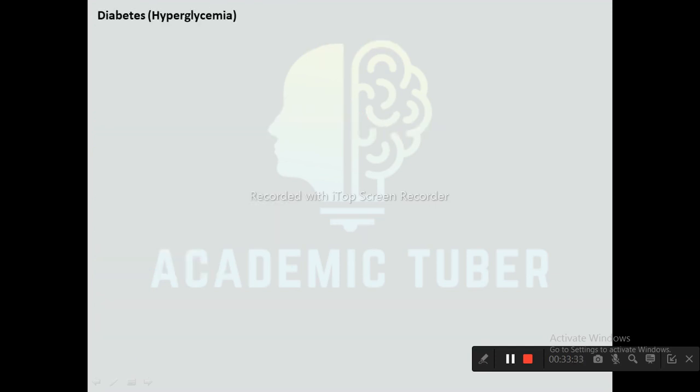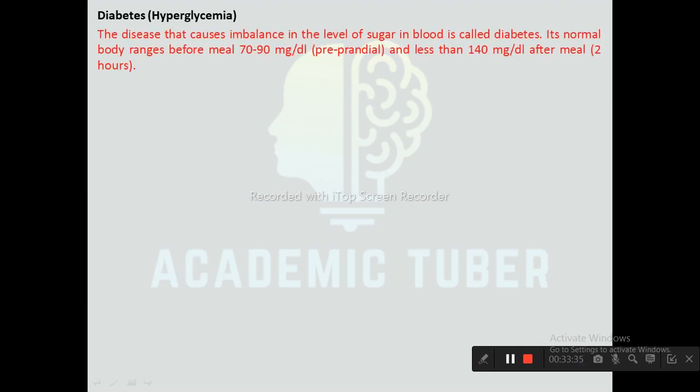Diabetes, which is also known as hyperglycemia. The disease that causes imbalance in the level of sugar in the body is called diabetes. Its normal body range before meal is 70 to 90 mg/dl (milligram per deciliter), pre-prandial, and less than 140 mg/dl (milligram per deciliter) after meal.